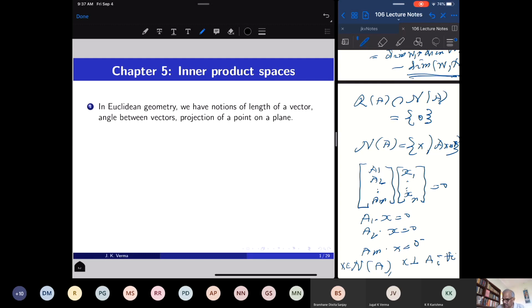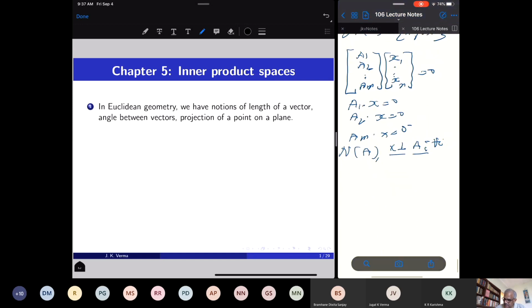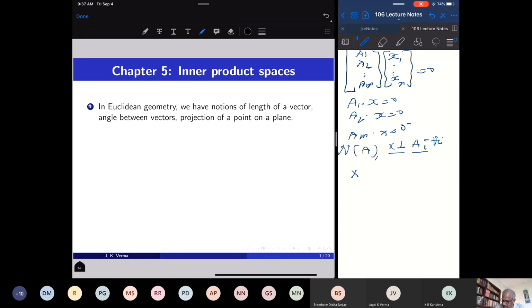Every vector in the null space is perpendicular to every vector in the row space. The null space vectors are perpendicular to the rows, and if a vector is perpendicular to two vectors, it is also perpendicular to any linear combination. x dot (alpha ai plus beta aj) equals alpha ai dot x plus beta aj dot x, but x is perpendicular to ai and to aj, so this is equal to 0. That means every vector in the null space is perpendicular to every vector in the row space.